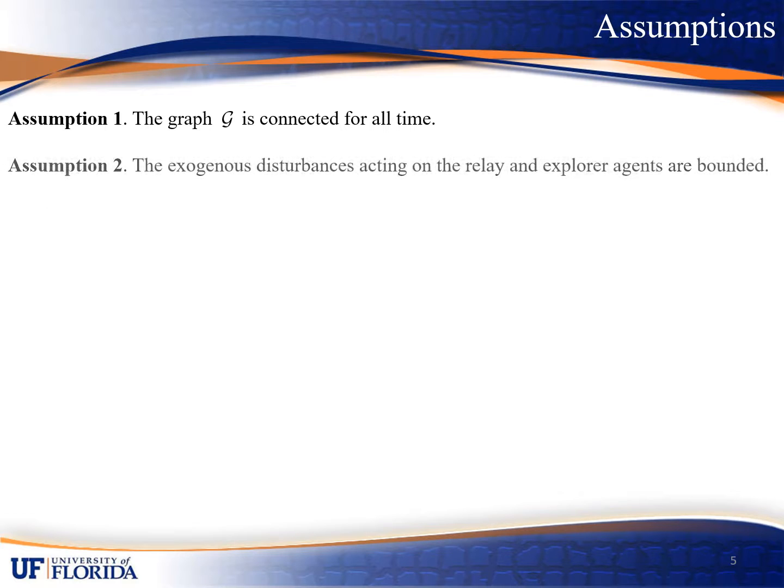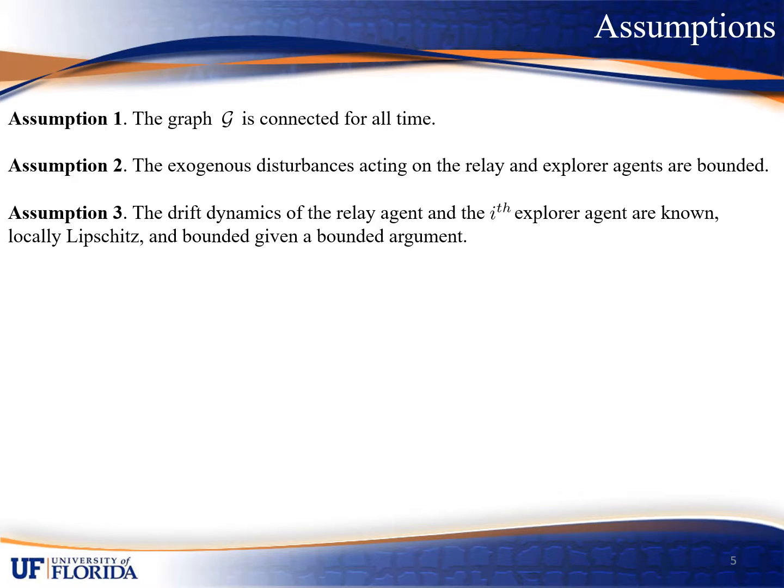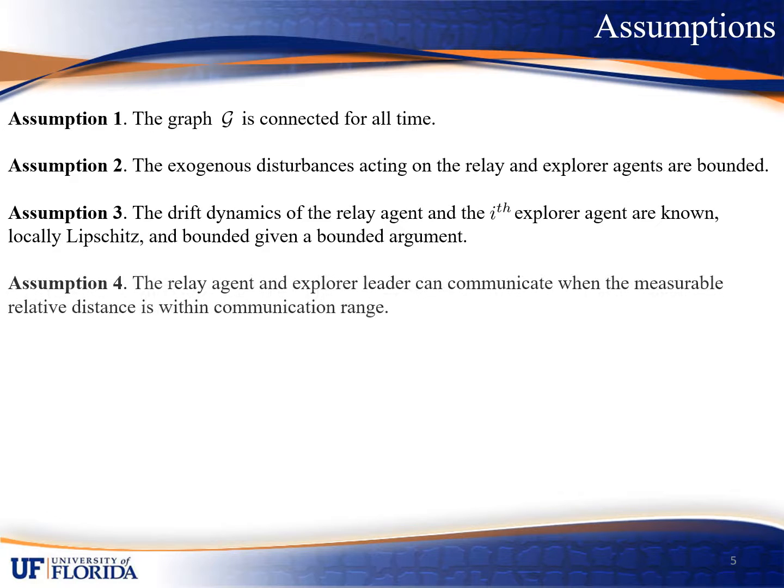To achieve the control objective, we will have to make some assumptions. The undirected graph G is connected for all time, and this assumption will allow the explorer followers to communicate with each other at all times. The exogenous disturbances that we talked about earlier on the relay and explorer agents are bounded by some known positive constants. The drift dynamics of the relay agent and the explorer agent are known, locally Lipschitz, and bounded because we have to use this to facilitate our subsequent stability analysis.